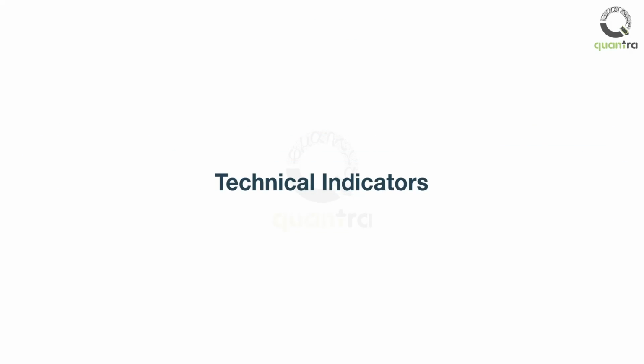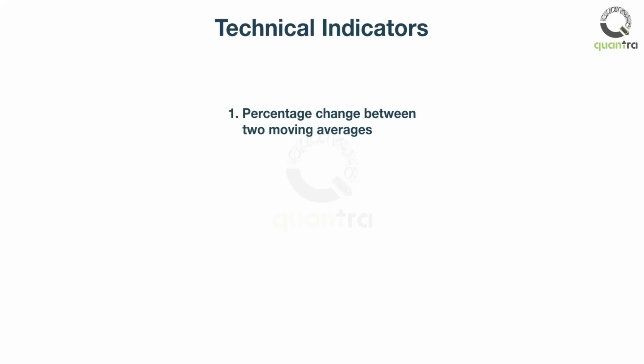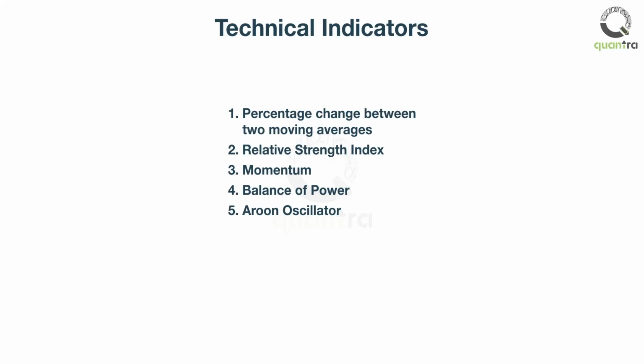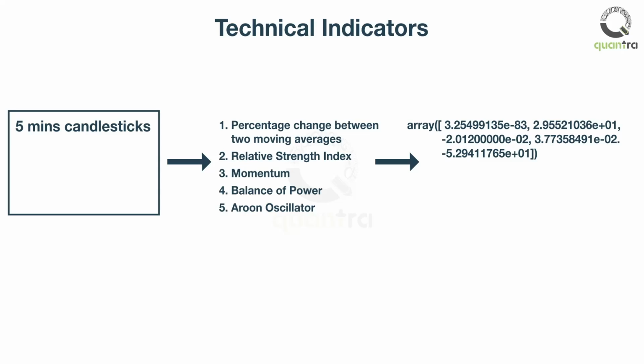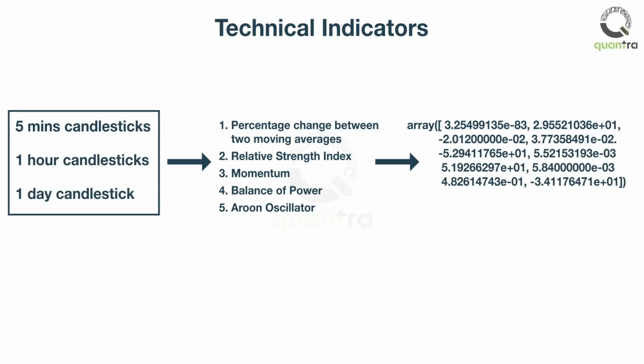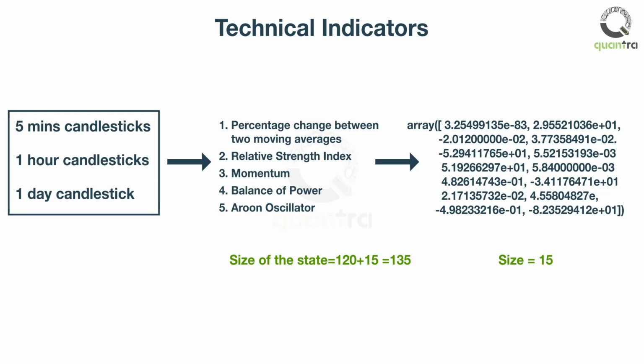Next, we add technical indicators. As discussed in the previous units, we use 5 technical indicators. These are the percentage change between two moving averages, relative strength index, momentum, balance of power, and the Aroon oscillator. We use the technical analysis library, TA-Lib, to calculate these indicators. Each of these 5 indicator values is calculated for different granularities of data, which are 5 minutes, 1 hour, and 1 day, to provide a wide range of feature values. With these we add 15 values to the state vector, taking the size to 135.